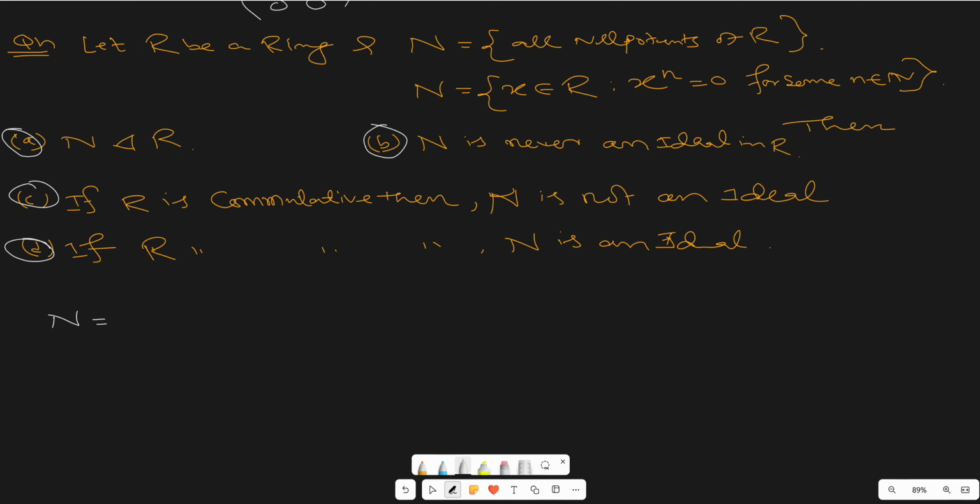What is N? N is given by all those x inside R such that x to the power n is 0, right? So you have to show whether N is an ideal, or N is never an ideal, or if R is commutative then N is an ideal, or whether R is not commutative then N is an ideal or not. You just have to verify whether N is an ideal. So let me check.